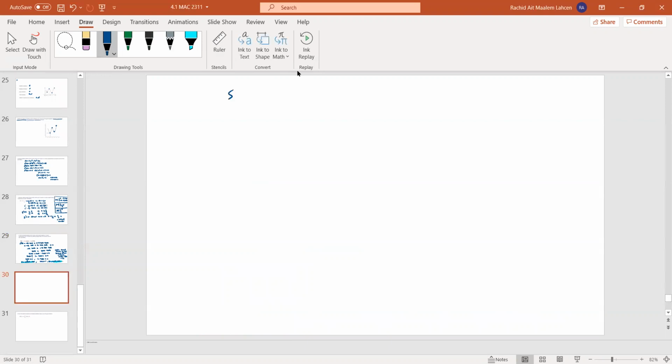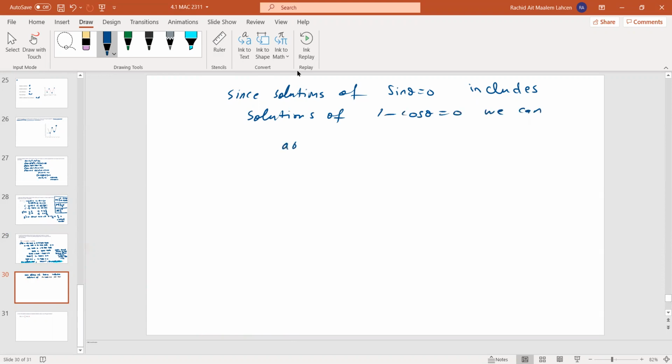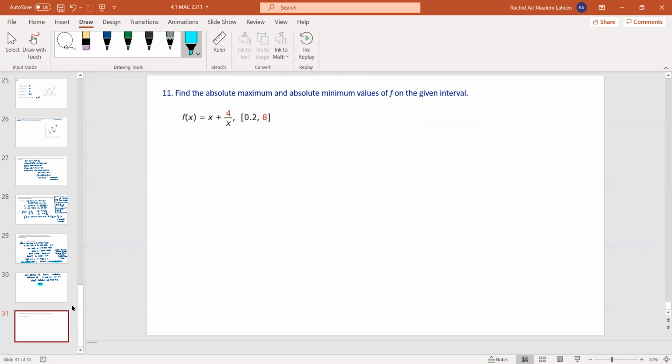So here, since the solutions of sine theta equals 0 include the solutions of 1 minus cosine theta equals 0, we can adopt the solutions of sine theta equals 0, which is pi n. All right, we can try this example.